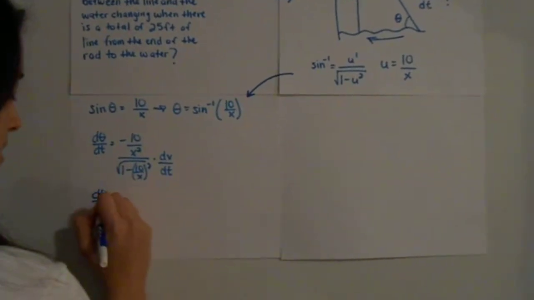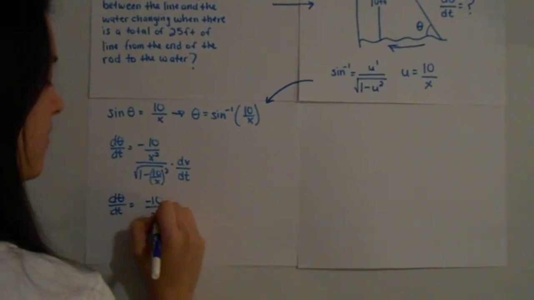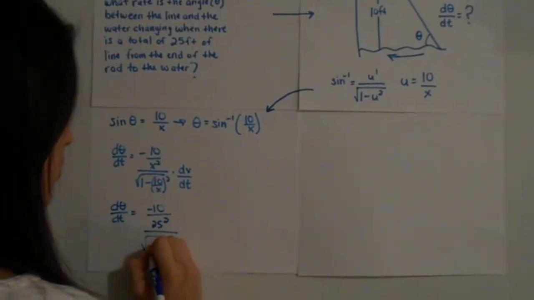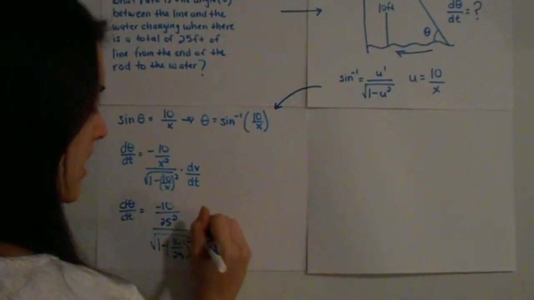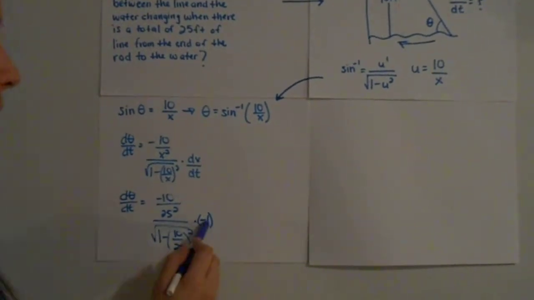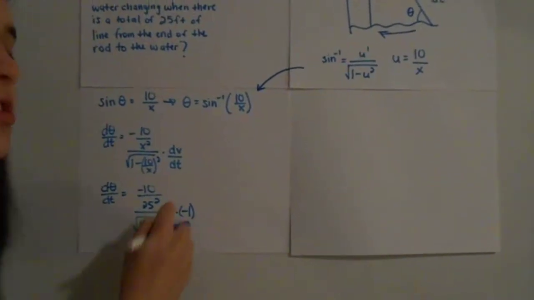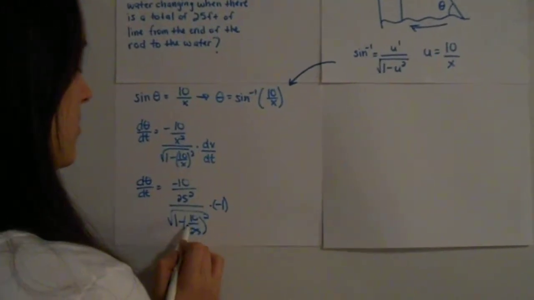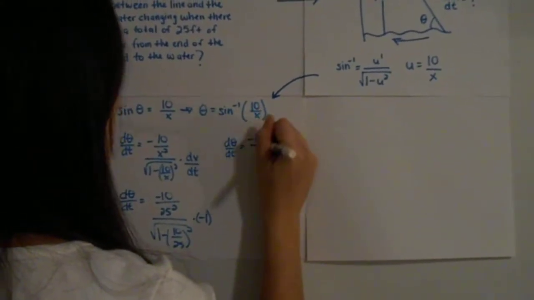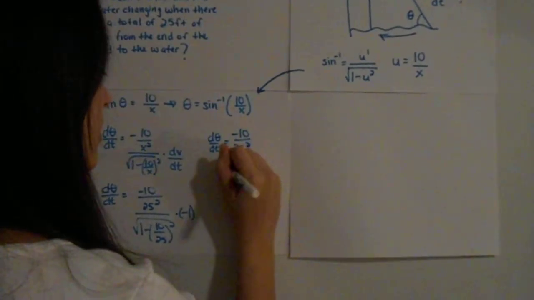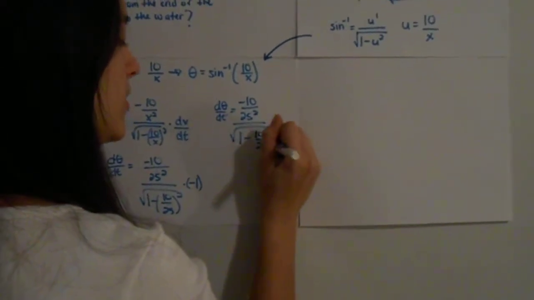d theta dt equals negative 10 all over x, which is 25, squared, all over the square root of 1 minus 10 over 25, quantity squared, times negative 1. Now we're going to multiply by the negative 1 at the end because we want to make sure that we use everything. And so now this gives us d theta dt is equal to negative 10 over 25 squared, all over the square root of 1 minus, distributing that square, 10 squared over 25 squared.